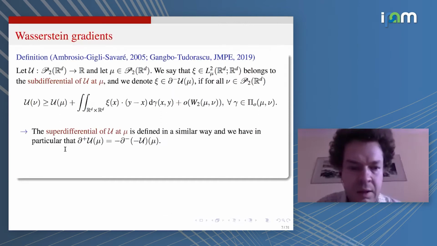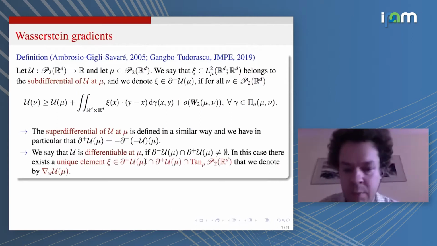And the superdifferential is defined in a very similar way. And in particular, we can compute the superdifferential using the subdifferential of the negative function. And we say that the function is differentiable at the measure if these two sets do intersect. And in that case, there is a unique element of minimal L2 norm with respect to the measure, also belonging to the tangent space that we defined previously. And this we will call the Wasserstein gradient of the function at that point, at that measure.